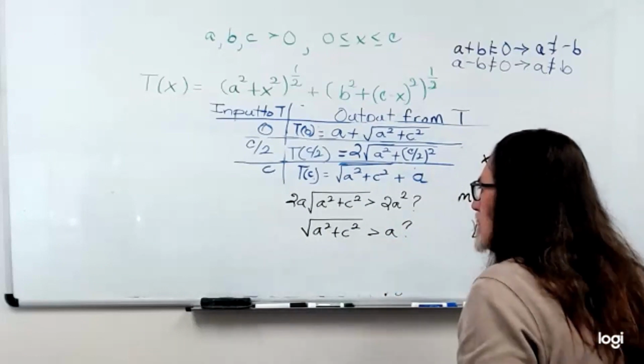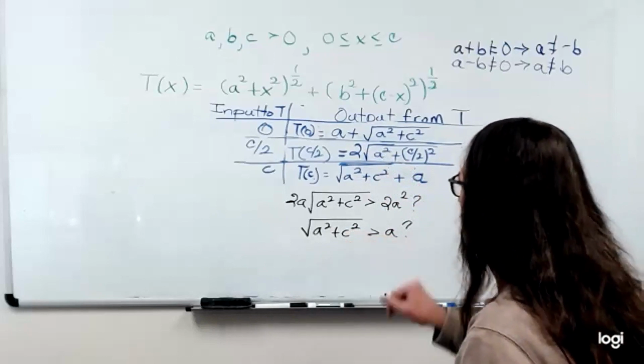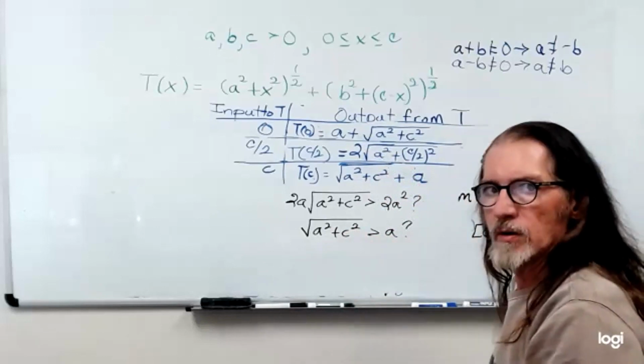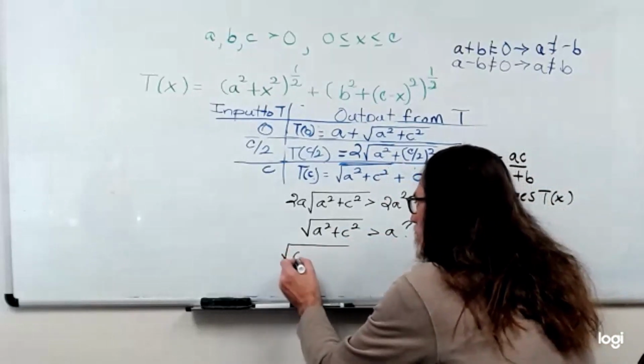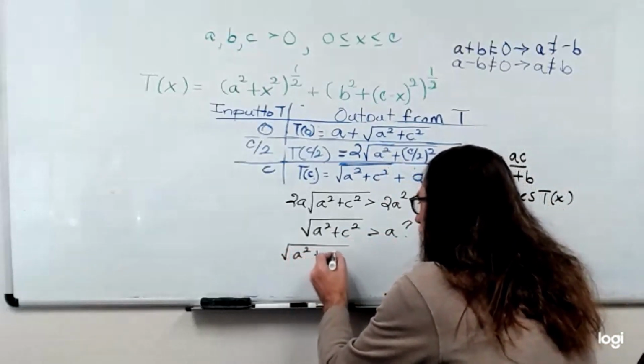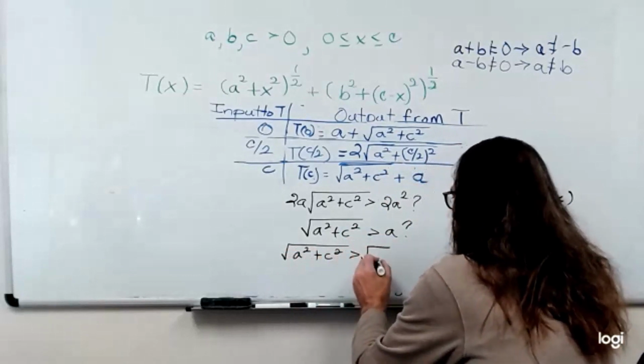All right, so c, strictly positive. c over 2 squared, strictly positive. Added to a squared. That's something bigger than a squared. And when you take the square root of something larger, you get something larger.